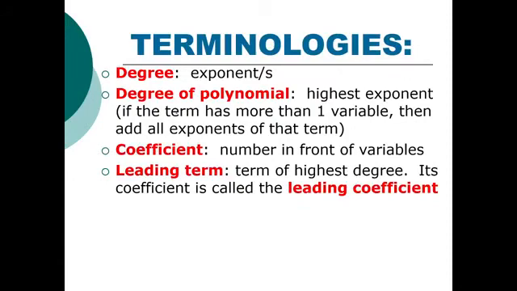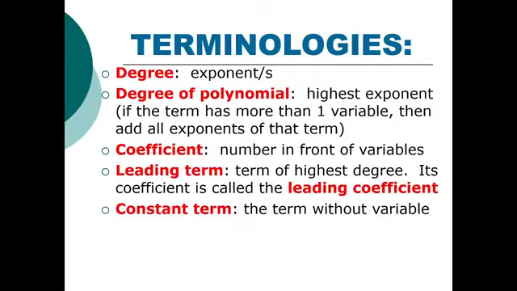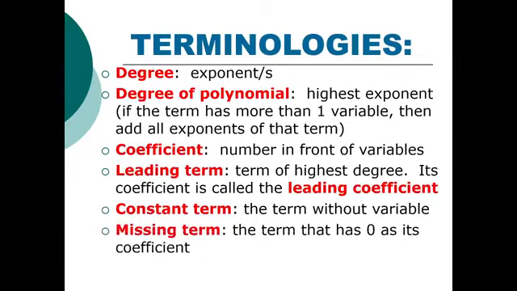Leading term, the term of highest degree. Its coefficient is called the leading coefficient. The constant term, this is a term without variable. The missing term, the term that has 0 as its coefficient.